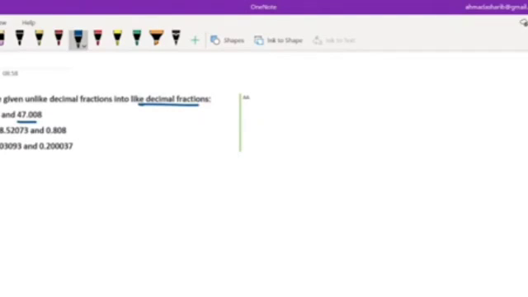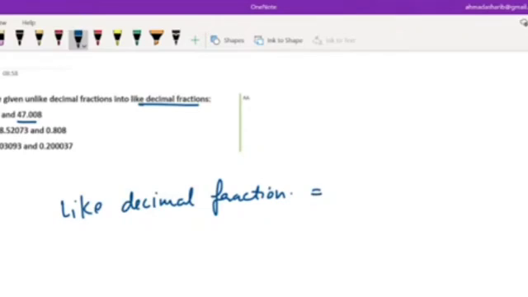So in question number 2, we have to convert these given decimal numbers into like decimal fraction. They are unlike. Now let me tell you what are like decimal fraction and what is unlike decimal fraction. Like decimal fractions are the decimal numbers in which after the decimal you are having the same number of digits.